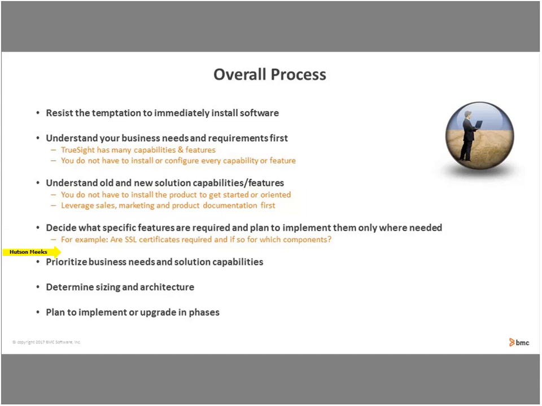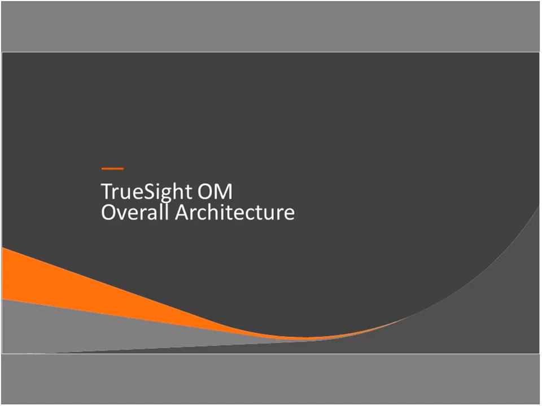Again, prioritize your business needs and solution capabilities. Determine sizing and architecture. Definitely you need to do that before you go and install it in production. In a development or test play environment, you don't necessarily have to go through those steps, but you should be looking at that very early in the process. And also plan to implement or upgrade in phases. So, don't think that you're going to go install all of these components all at one time in one big bang. It's usually not possible to do that.